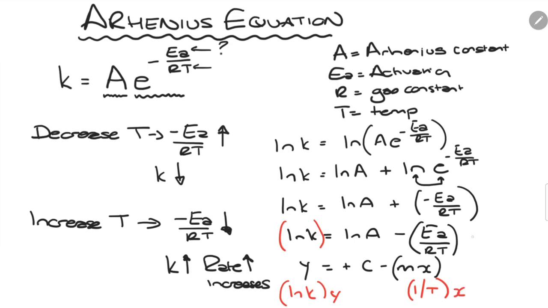What this does is, if we separate Ea over R multiplied by 1 over T, which is a different way of writing that sum there, our 1 over T is our x term, which means our m, which is typically the gradient of a y equals mx plus c graph, has become equal to Ea over R. If we can then plot a graph, as I say, of ln k versus 1 over T, which I will quickly sketch on this next page.